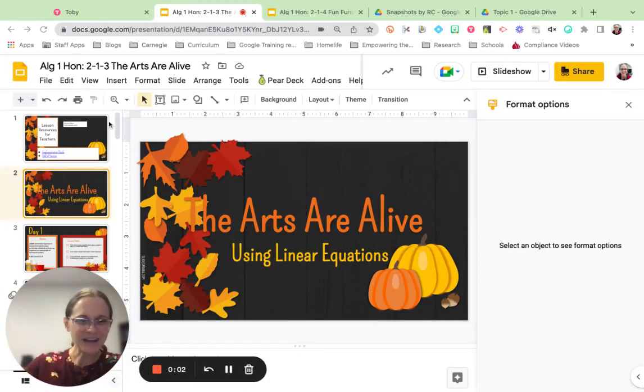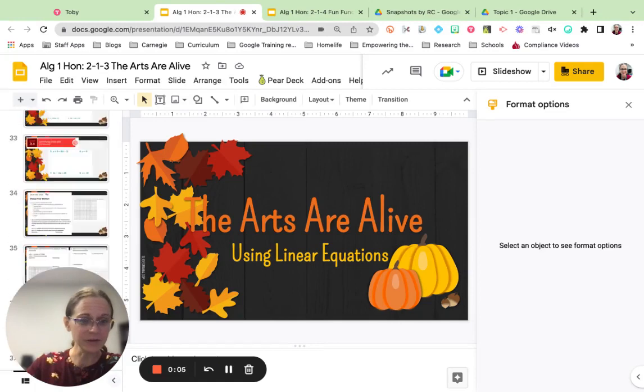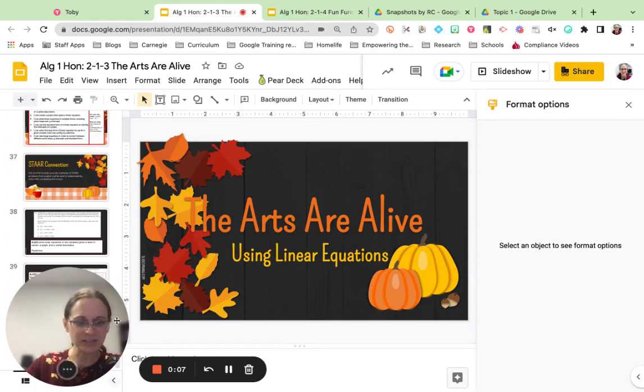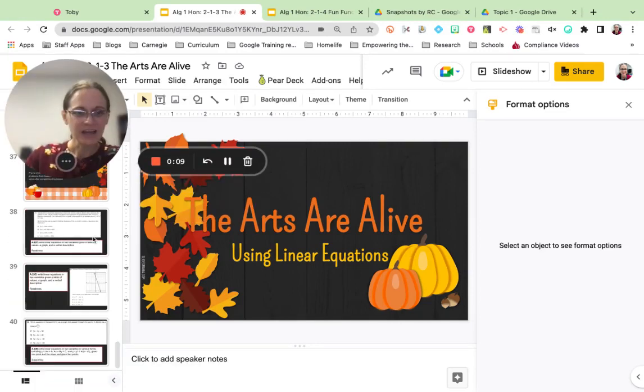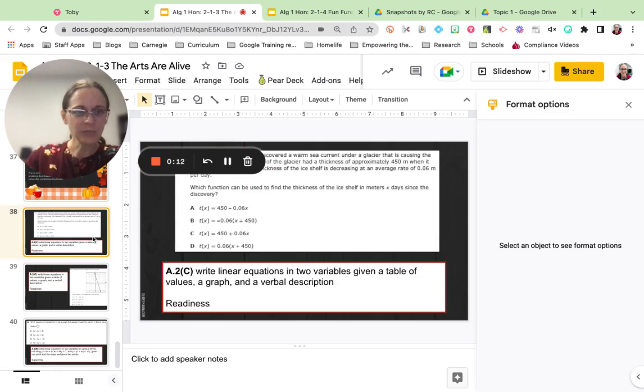The arts are alive. This lesson is all about using different forms of linear equations strategically for real life applications. Let's see how it connects to STAR. So with 8.2c, where students are writing equations from multiple representations, here's an example of how we would go from a verbal context to an equation.